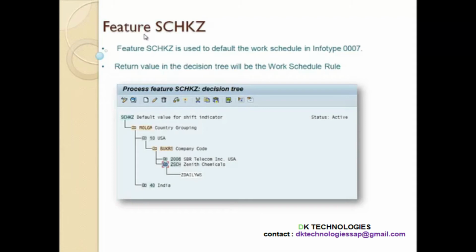Similarly, the feature ABKRS, which is payroll area. What was the purpose of that feature? To default the payroll area in info type 1. Similarly, this feature is used to default the work schedule in info type 7. The return value in this particular decision will be your work schedule rule. So the decision is, if the employee belongs to country 10 and belongs to the company code ZSCH, then that employee should be automatically defaulted to this particular work schedule rule.